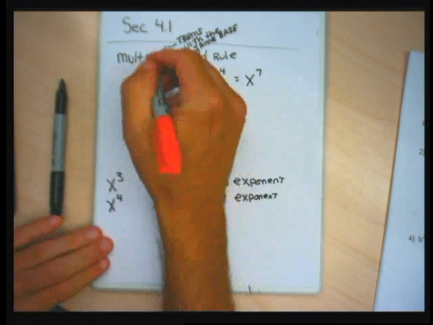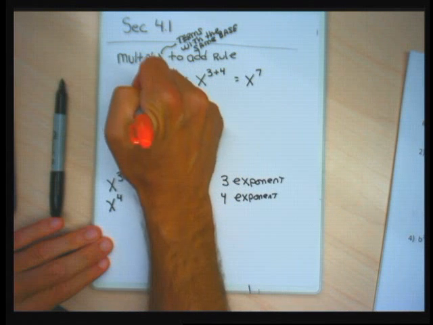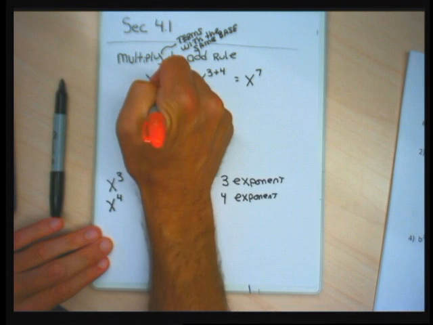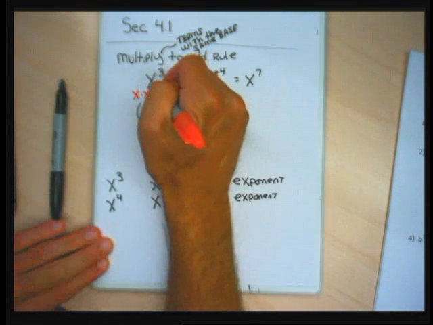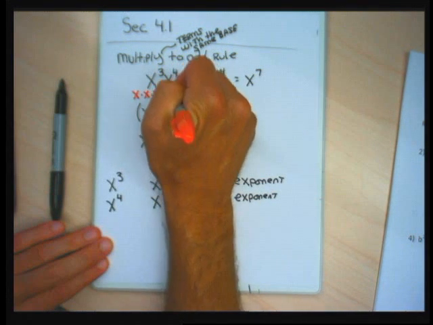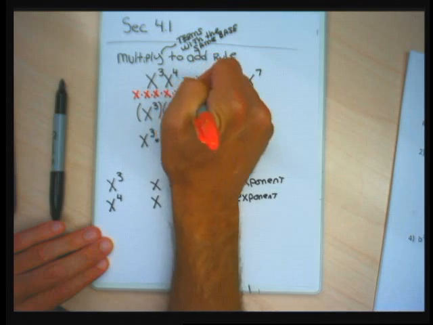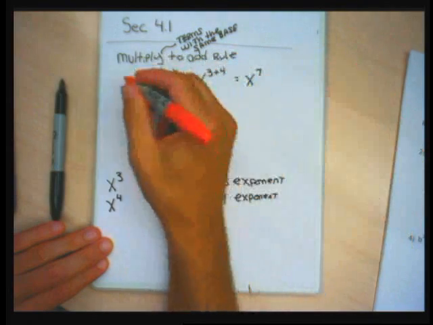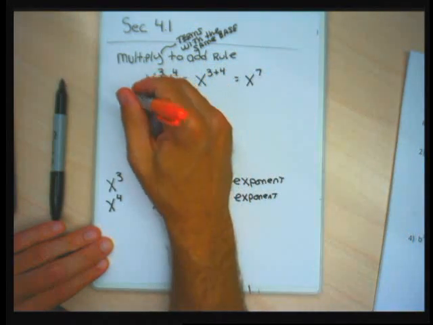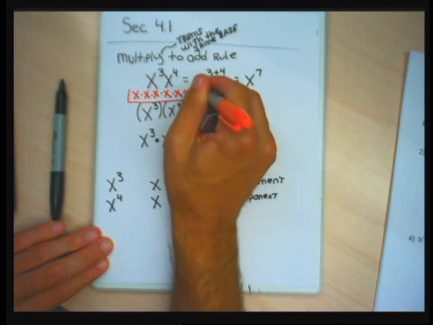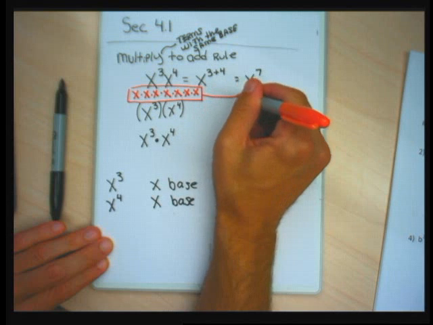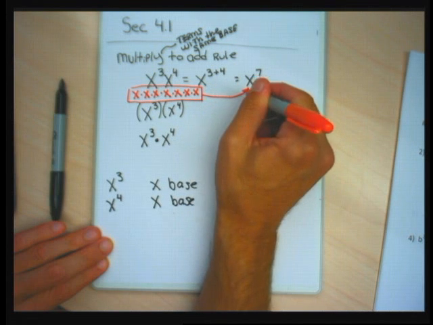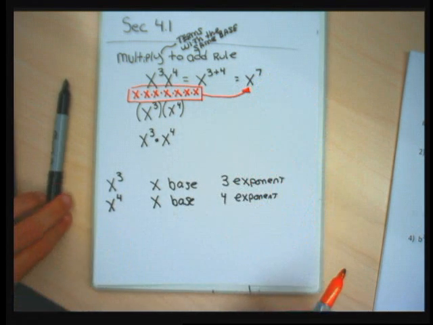If I wrote x cubed without its exponent, I'd have 3 x's being multiplied. I don't need the times sign, but I can have them. And if I wrote the x to the fourth without its exponent, I'd pick up another 4 x's being multiplied. So if I expanded x cubed and x to the fourth and wrote them without their exponents, left the multiplication, I'd have a series of 7 x's being multiplied, and 7 x's being multiplied is equivalent to x to the 7th power.